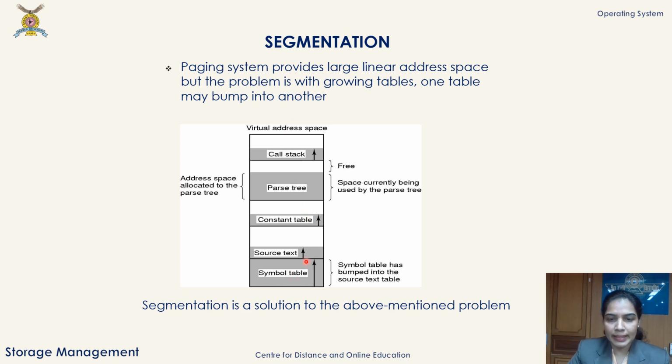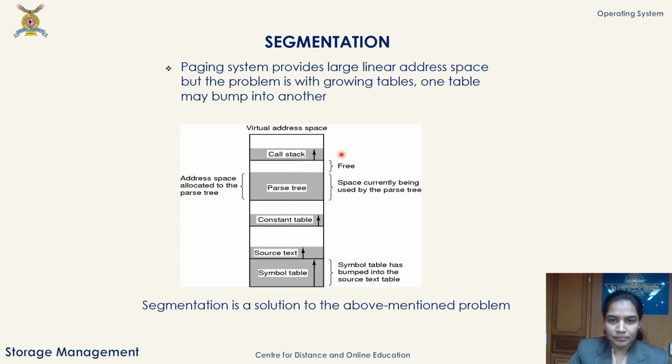We can see in the diagram, we have different memory areas for the symbol table, source table, constant table, a parse tree, and a call stack. So what is happening here? The source table contains the printed listing. The symbol table contains the names and attributes of variables. The constant table contains the integer and floating point constants. The parse tree contains the syntactic analysis of the program, and the stack is used for procedure calls within the compiler.